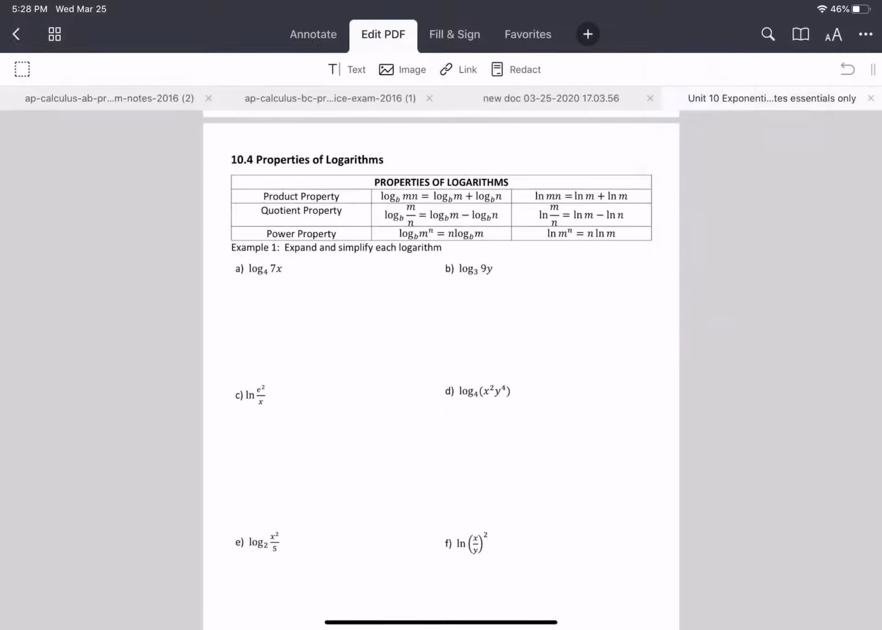Okay, guys, we are on 10.4, properties of logarithms. I'm going to go ahead and show you how to use the properties.